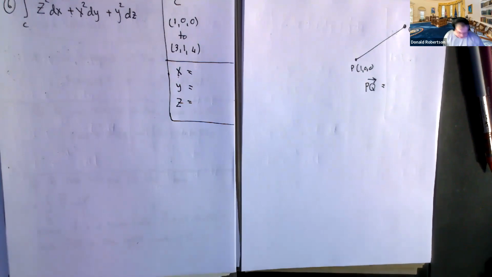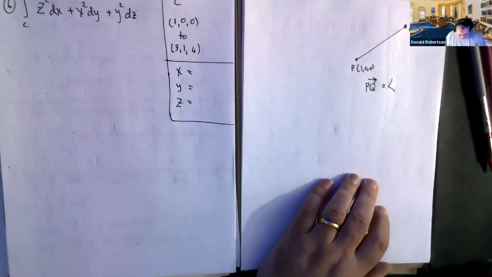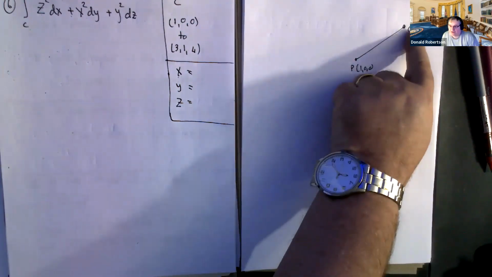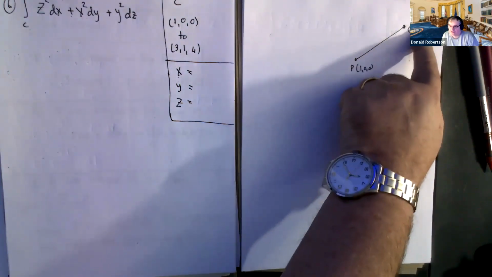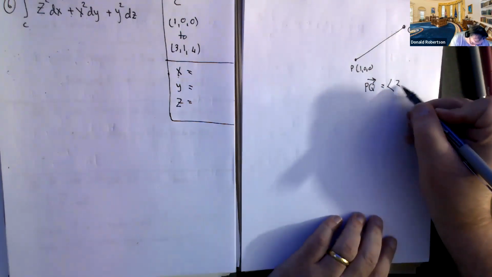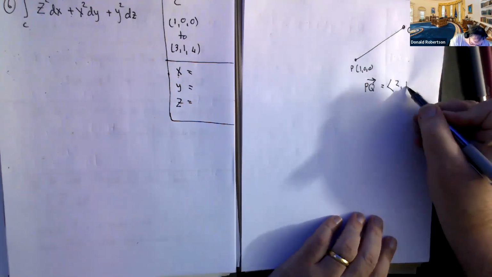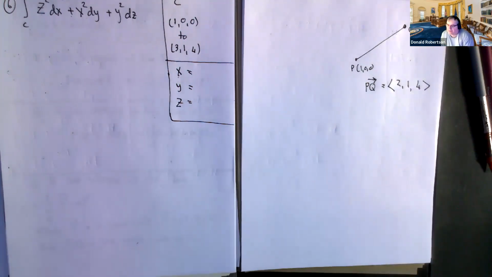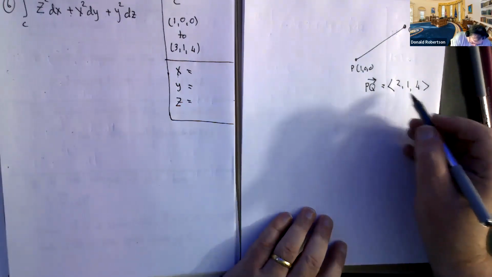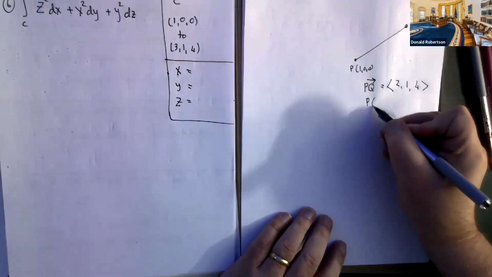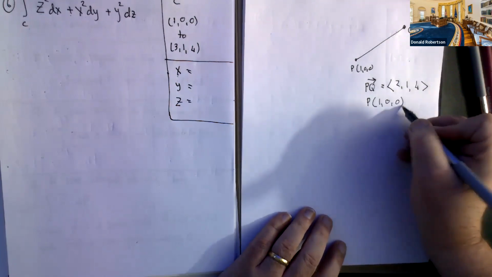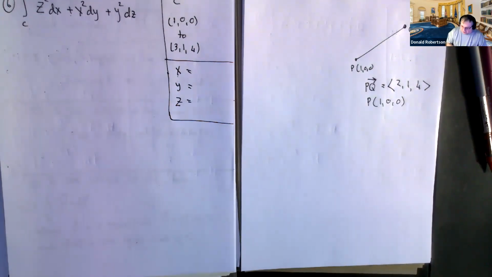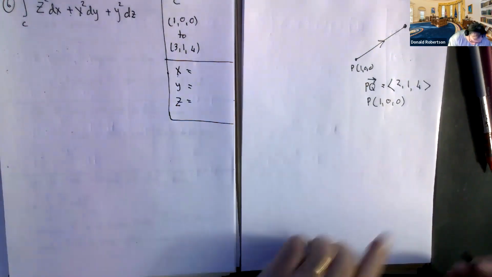Great. And the way I remember it is second guy take away first. So 3 take away 1 gets me 2. 1 take away 0 gets me 1. 4 take away 0 gets me 4. Does that ring any bells? Once you've got that, that's the heart of it. You choose a point, and I'm going to choose the first point because I want to make sure my direction that I'm traveling is this way. I'm going to go that way, right? So I'm picking that as my point.